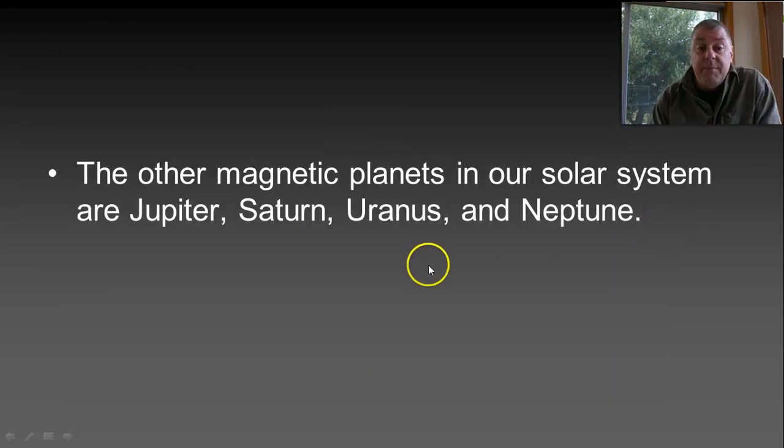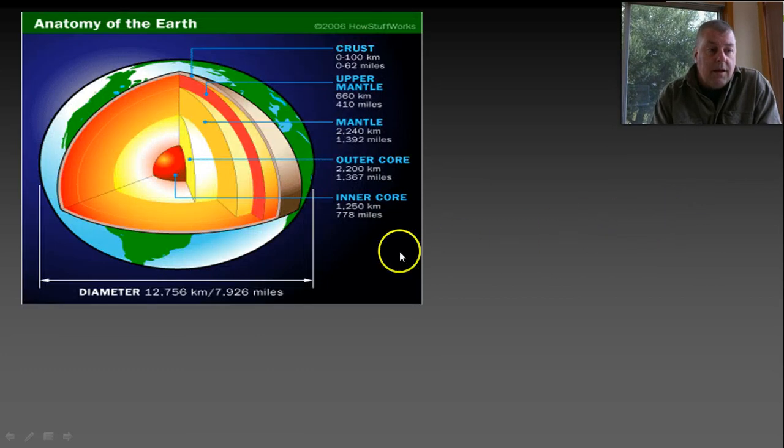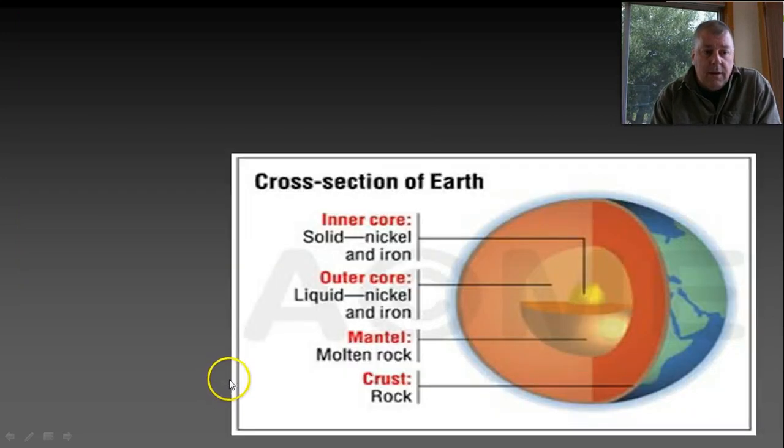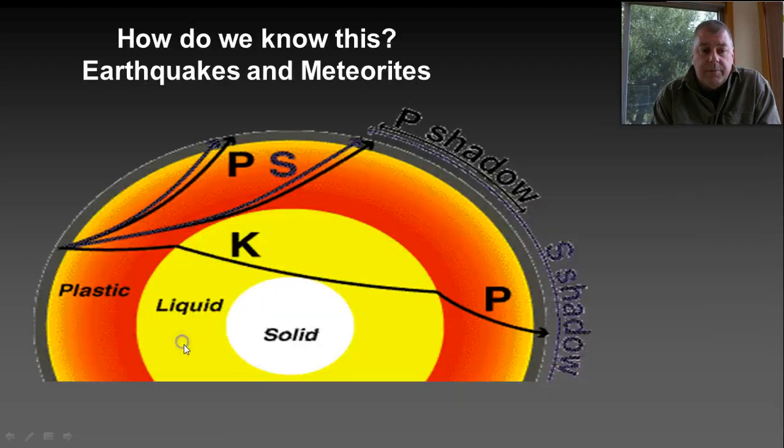Other planets have magnetic fields. Jupiter, Saturn, Uranus and Neptune all have magnetic fields, and this is just reinforcing our understanding of the Earth and the cross section of what it's made up of. So we've got iron, nickel in the core, liquid nickel and iron in this part, the outer core, then we've got rock and then rock.